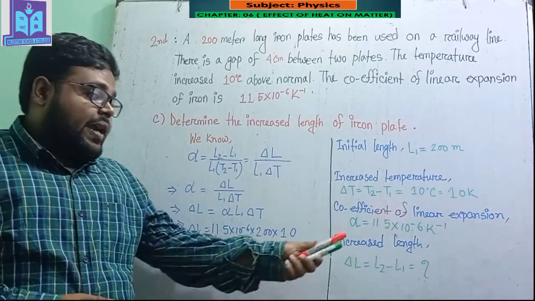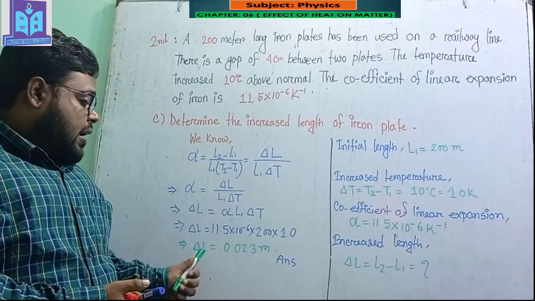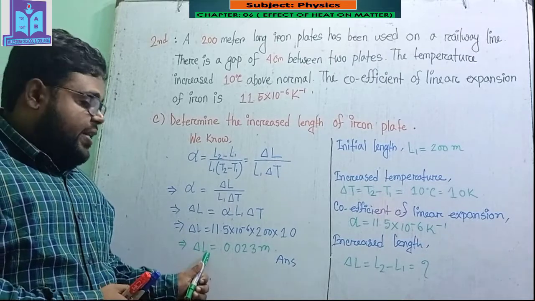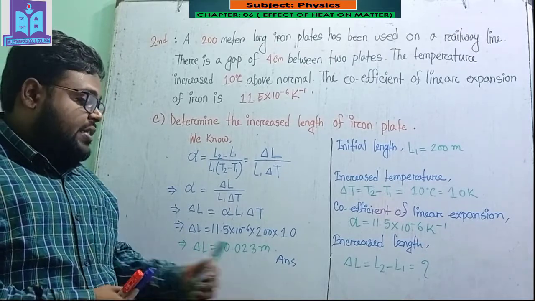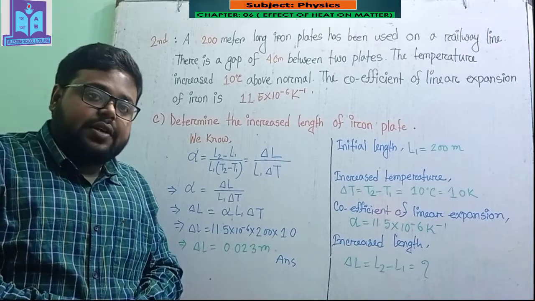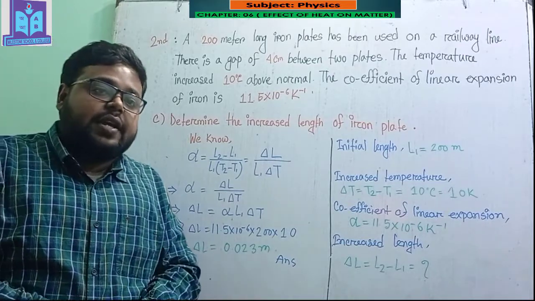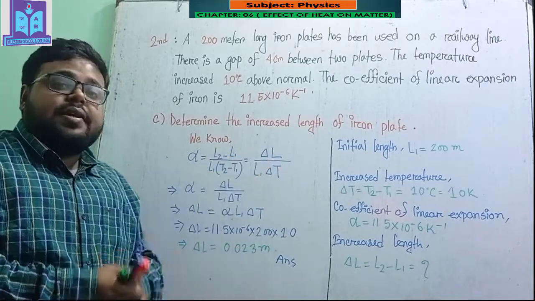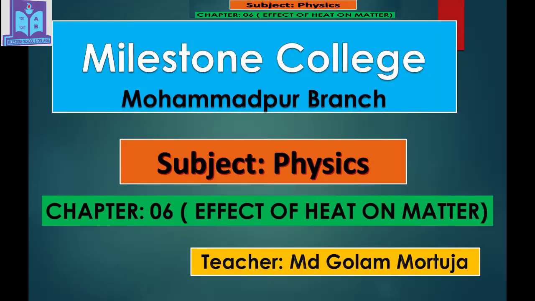So what is the increased length? We have got the increased length equals 0.023 meter, and I hope you understand how we can solve this mathematical problem.